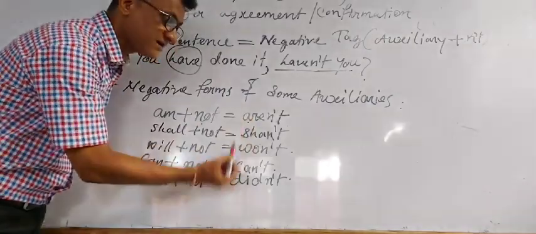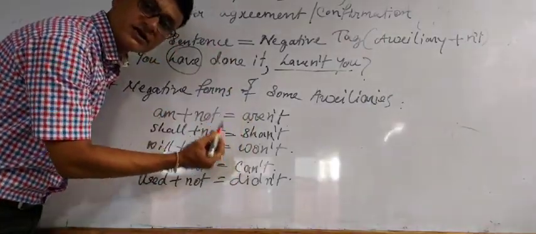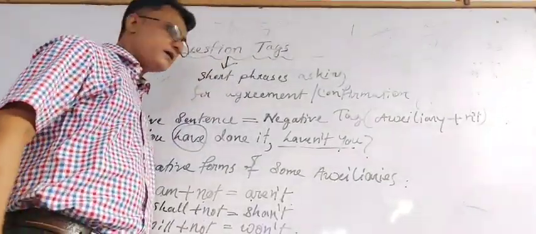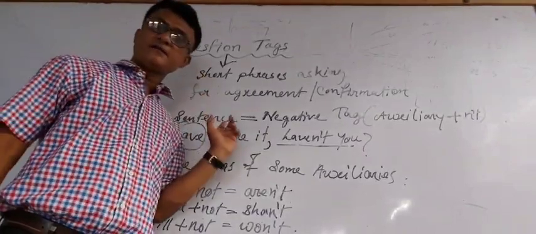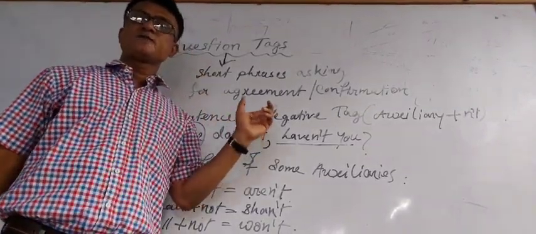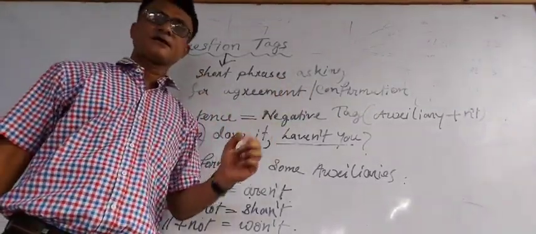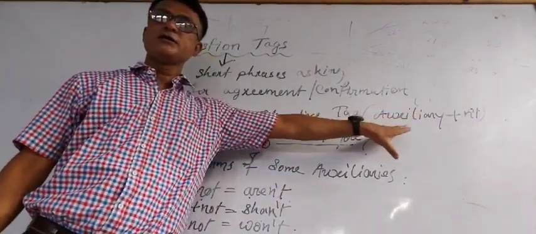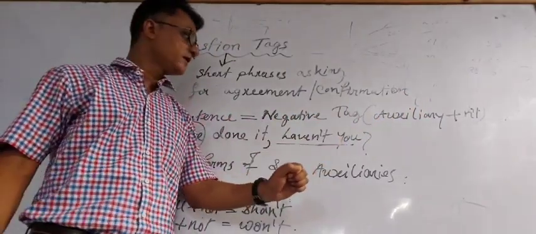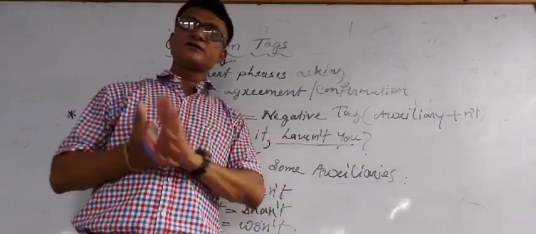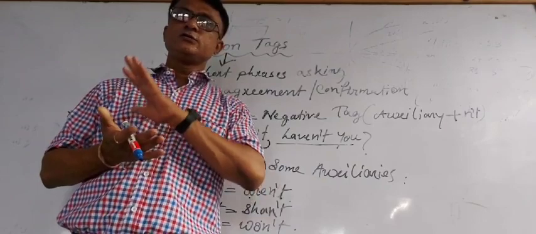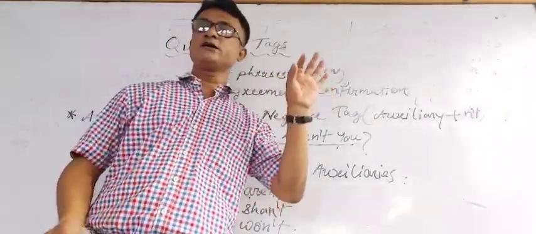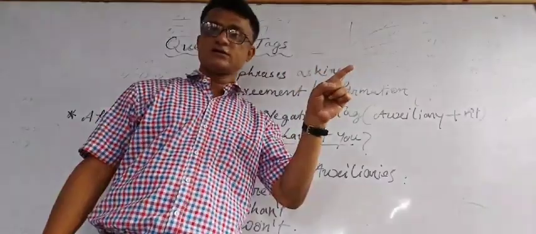So this is the very first rule of question tag. The very first rule, that means if we find an affirmative sentence, we have to make a negative tag, and to make a negative tag we have to add not with the auxiliary verb. Okay, and if we don't get an auxiliary, then we have to introduce do, did, does according to the formation of the verb of the sentence.